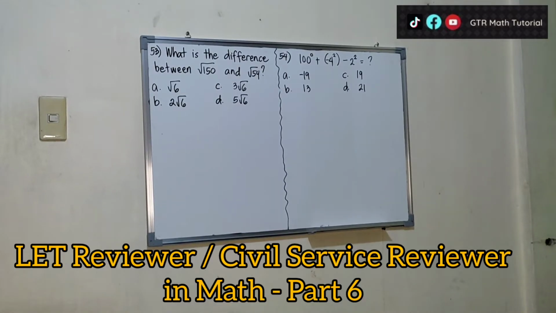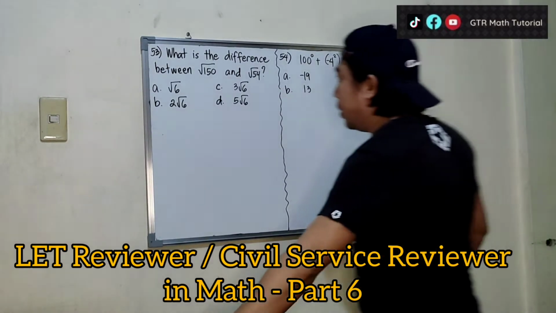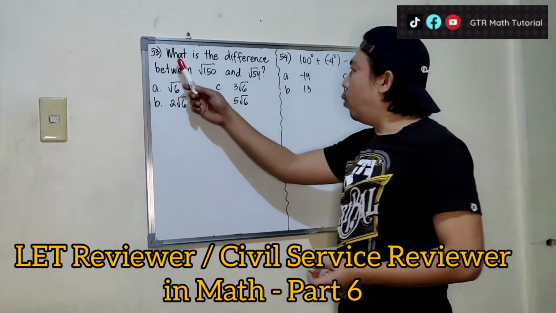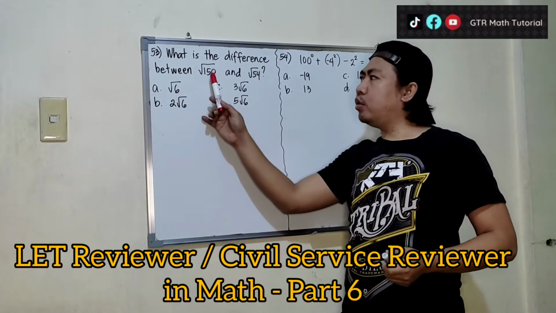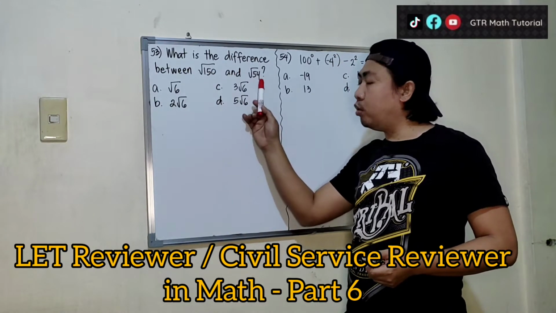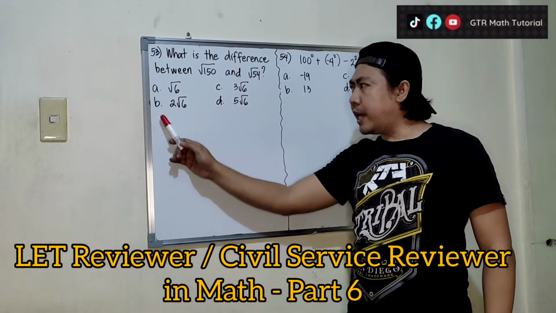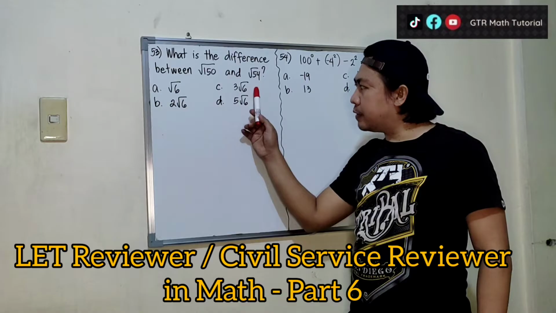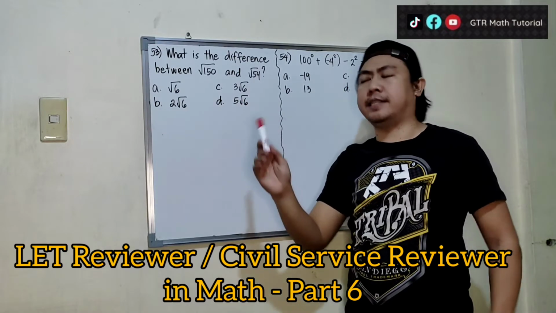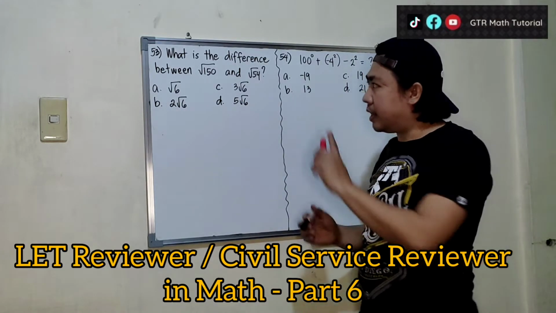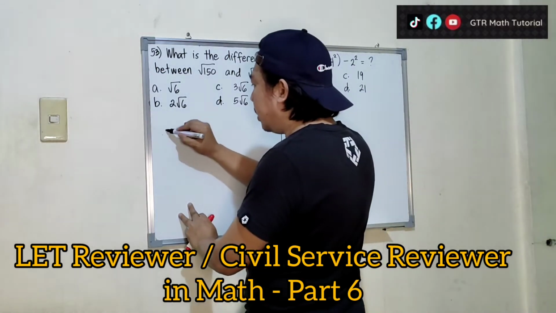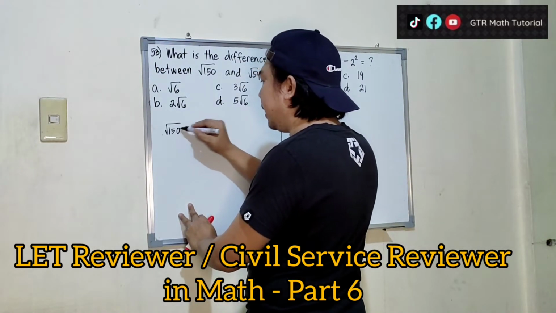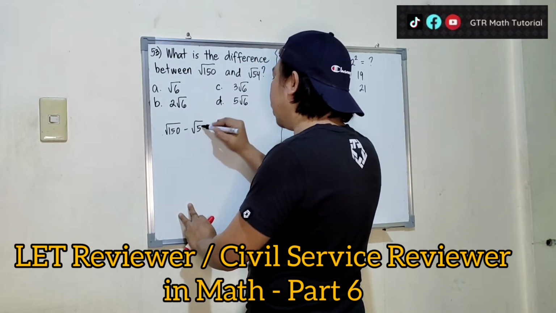Okay, number 53. What is the difference between square root of 150 and square root of 54? So choices, square root of 6, 2 square root of 6, 3 square root of 6, and then 5 times square root of 6. So simplify lang natin, what is the difference? So subtract natin, square root of 150 minus square root of 54.